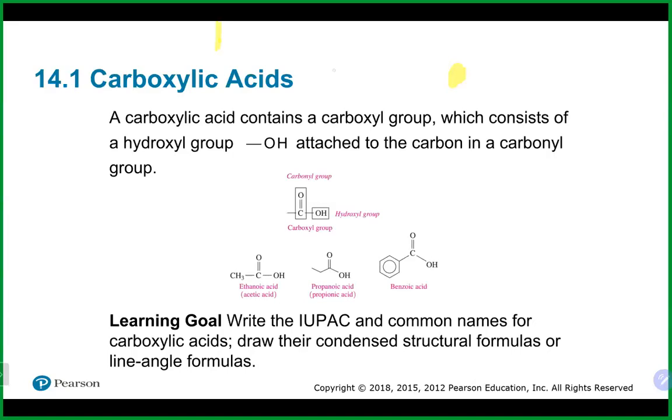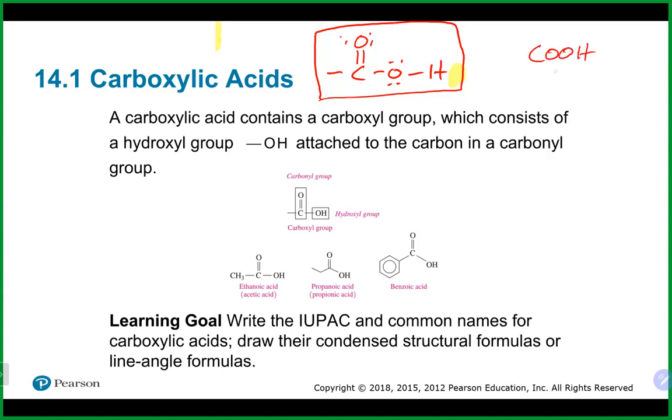Carboxylic acids have the functional group of carbon, oxygen double bond, and the OH group. So this is the carboxylic acid functional group. A lot of times in formulas, it will be written as COOH. And when you see that in a formula, it basically represents this carboxylic acid group.